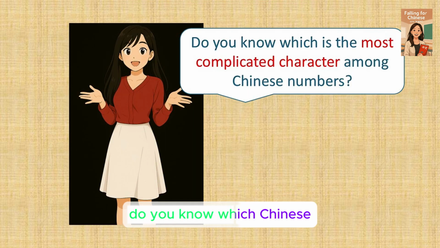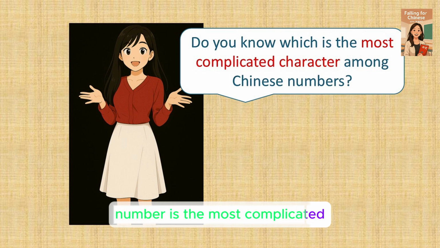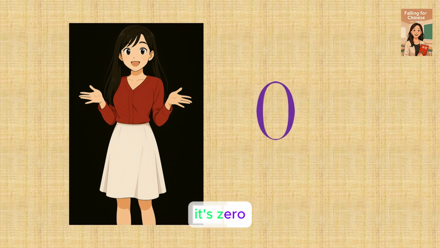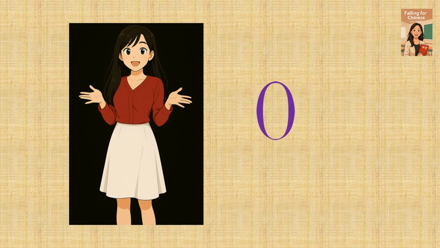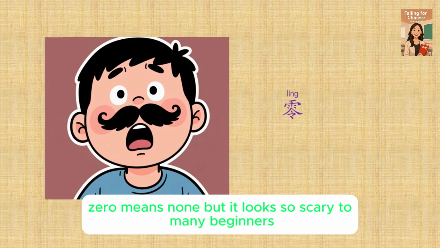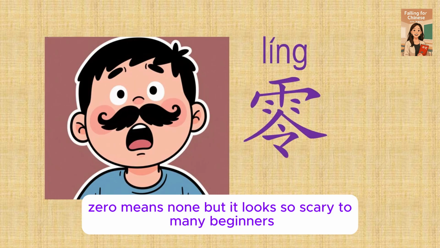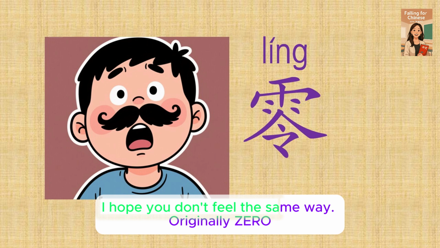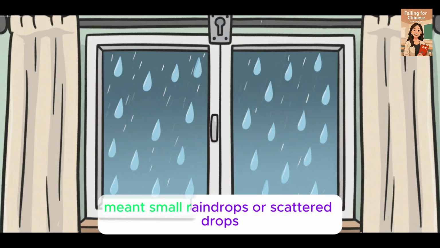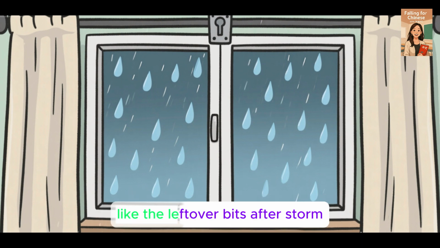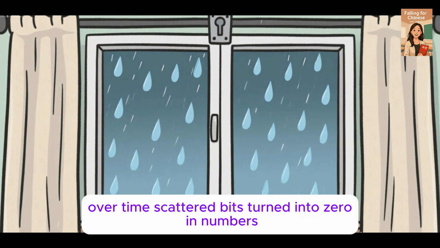Do you know which Chinese number is the most complicated? It's 0. Now I'm going to introduce you to 0 in Chinese. 0 means none, but it looks so scary to many beginners. I hope you don't feel the same way. Originally, 零 meant small raindrops or scattered drops, like the leftover bits after a storm. Over time, scattered bits turned into 0 in numbers.